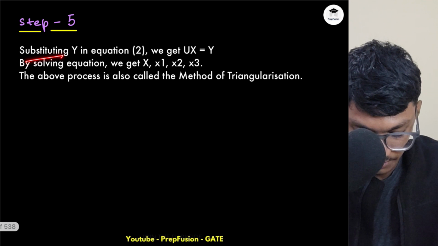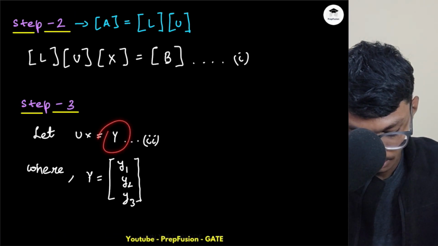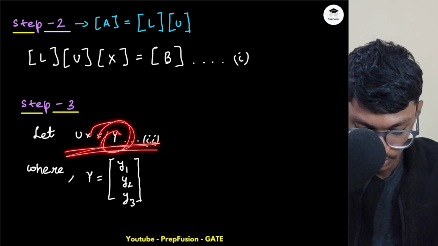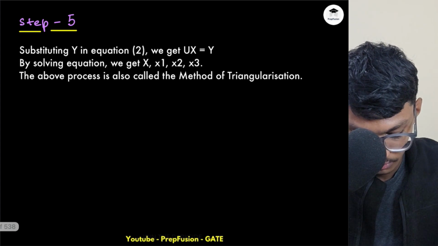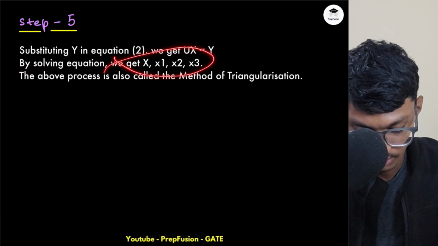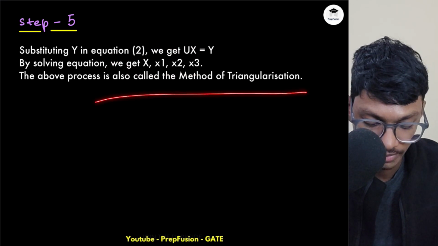Next what you will do, you will substitute the value of y in equation 2. In this equation you will substitute the value of y, and you will get the value of u as well, and by solving this we get x1, x2, x3. This method is also called the method of triangulation.